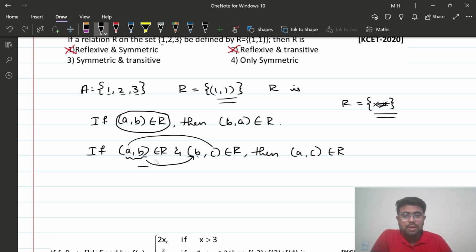If AB and BC both are there and AC is not there, then only it is going to be not transitive. Okay, I hope what I am saying is clear. So therefore this relation, what they have given, that is 1 comma 1, is not reflexive, but it is symmetric and transitive. So therefore it is our option 3. So option 3 is the correct answer.